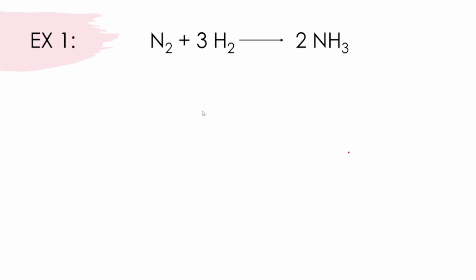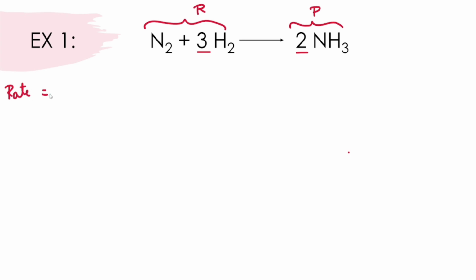N2 plus 3H2 gives 2NH3. Here the 3 and the 2 are the stoichiometric coefficients. This will be the reactant side and this will be the product side. For your understanding, we have done a rate expression separately in the previous problem, but from this we can directly substitute it, we can directly equate it. Okay, now let's write the rate expression for this reaction.